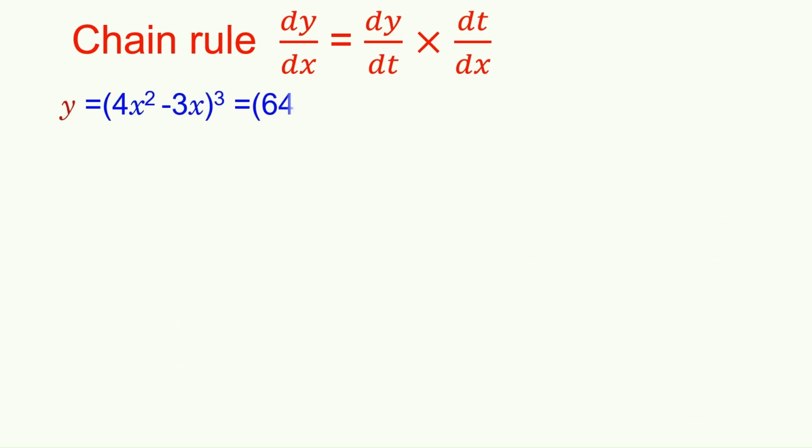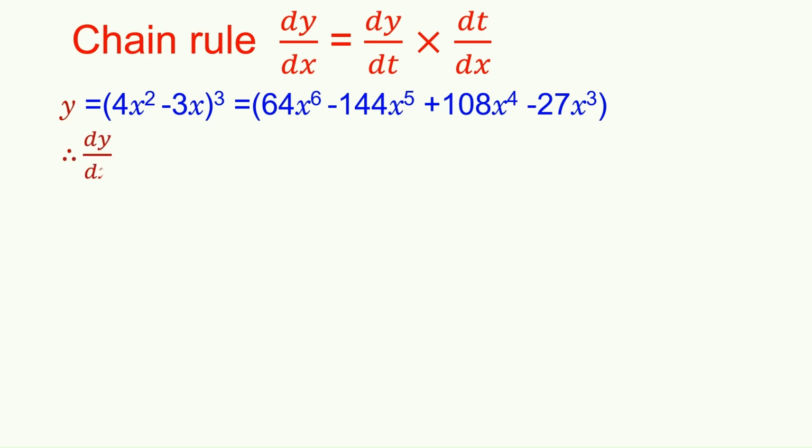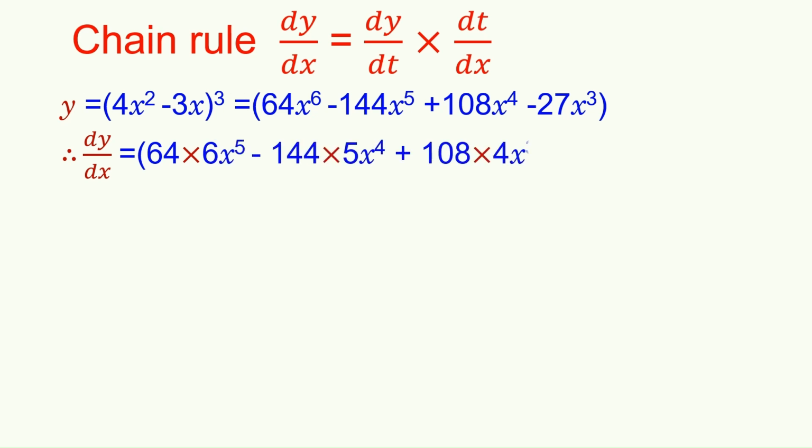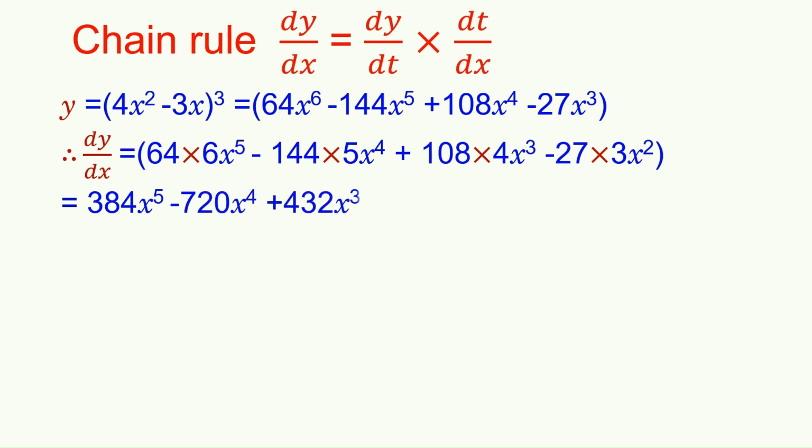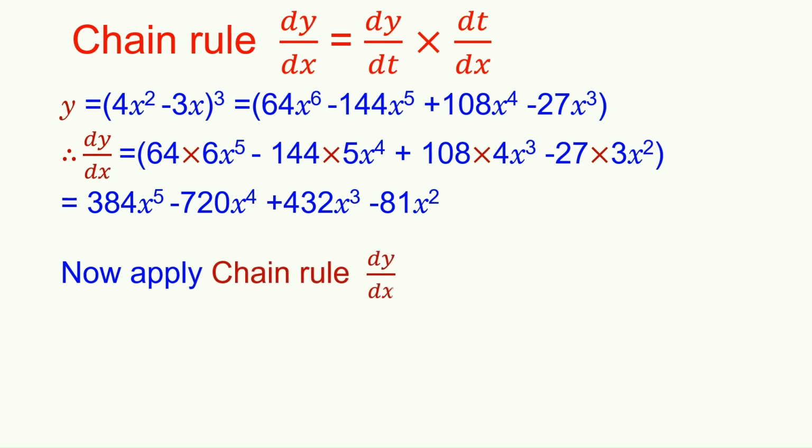y equals (4x squared minus 3x) whole cubed equals 64x to the power of 6 minus 144x to the power of 5 plus 108x to the power of 4 minus 27x to the power of 3. Therefore, dy/dx equals 64 times 6x to the power of 5 minus 144 times 5x to the power of 4 plus 108 times 4x to the power of 3 minus 27 times 3x to the power of 2 equals 384x to the power of 5 minus 720x to the power of 4 plus 432x cubed minus 81x squared.